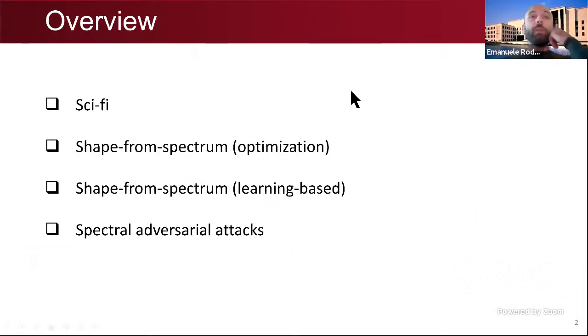All right, so a very brief overview of what I'm going to talk about. I will start with some science fiction, because why not? It's going to be fun. And then I will talk about shape from spectrum methods. We'll make it clear what we mean by shape from spectrum. And I will take two perspectives. The first one is purely optimization based. The second one is going to be data driven or learning based. And then I will talk about something very novel we've been working on in the last few months, which I'm calling here spectral adversarial attacks. This will conclude my presentation.